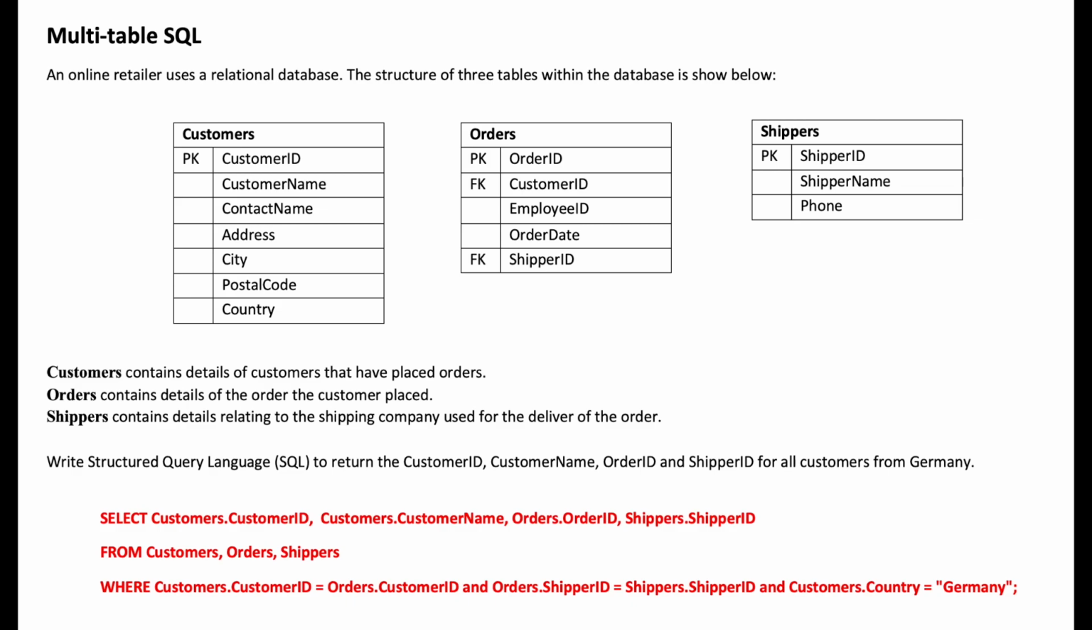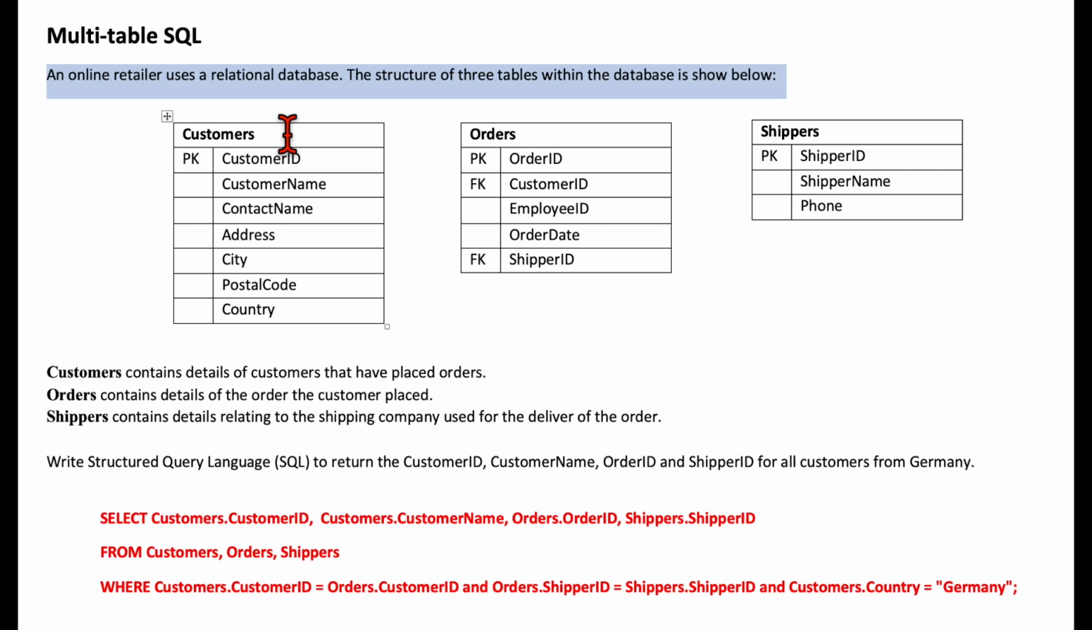In this video, we'll be looking at multi-table SQL examination questions. So now let's look at the detail of the question. An online retailer uses a relational database. The structure is shown below. So we have three tables here. We have a customers table, an orders table, and a shippers table.